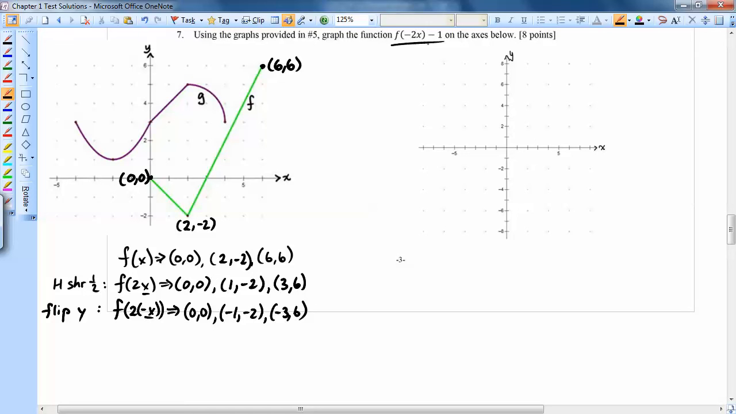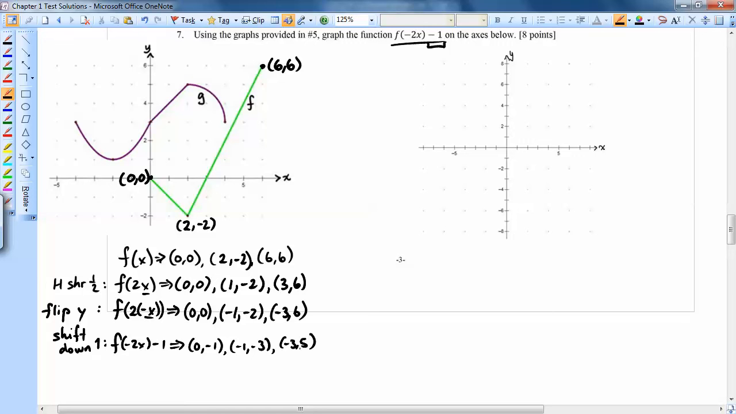And then the last step I need is to subtract 1 from the y's. So that's a shift down 1 unit. That'll give me f of negative 2x all minus 1. So now I just take 1 away from the y's: (0, -1), (-1, -3), and (-3, 5).